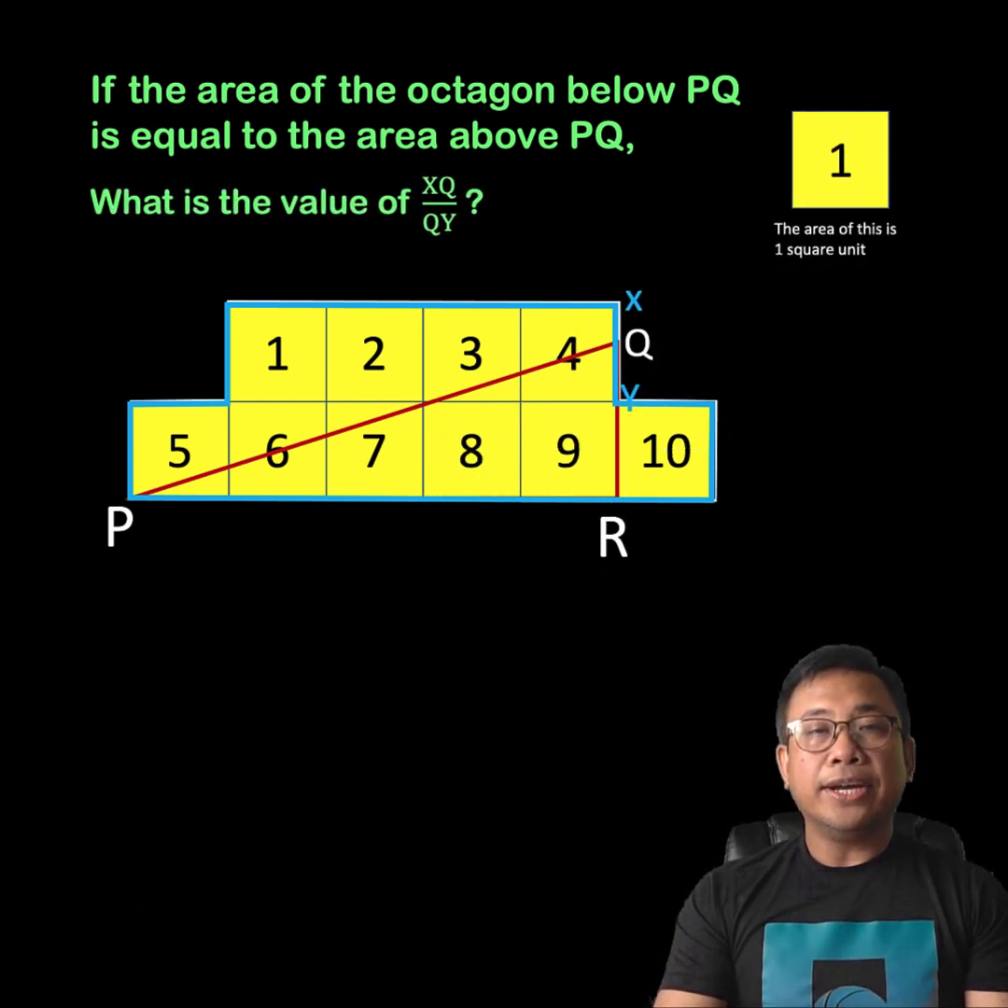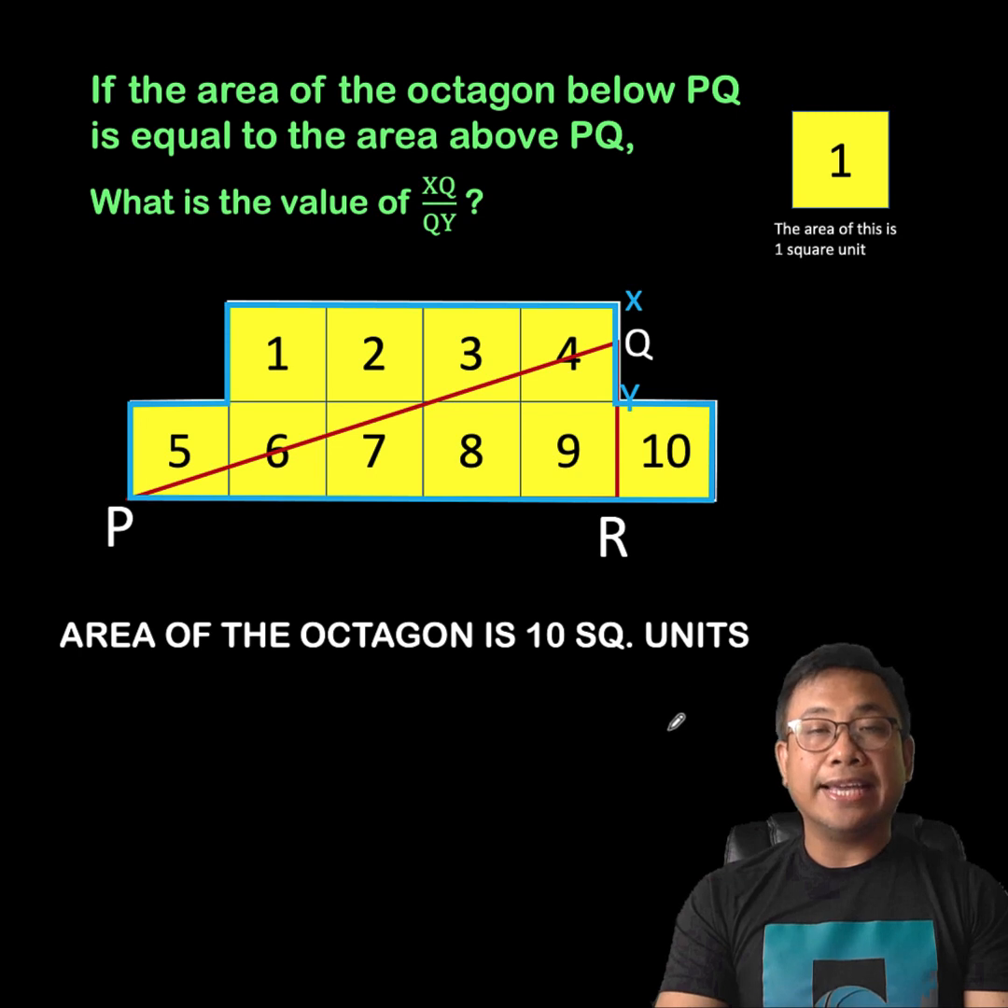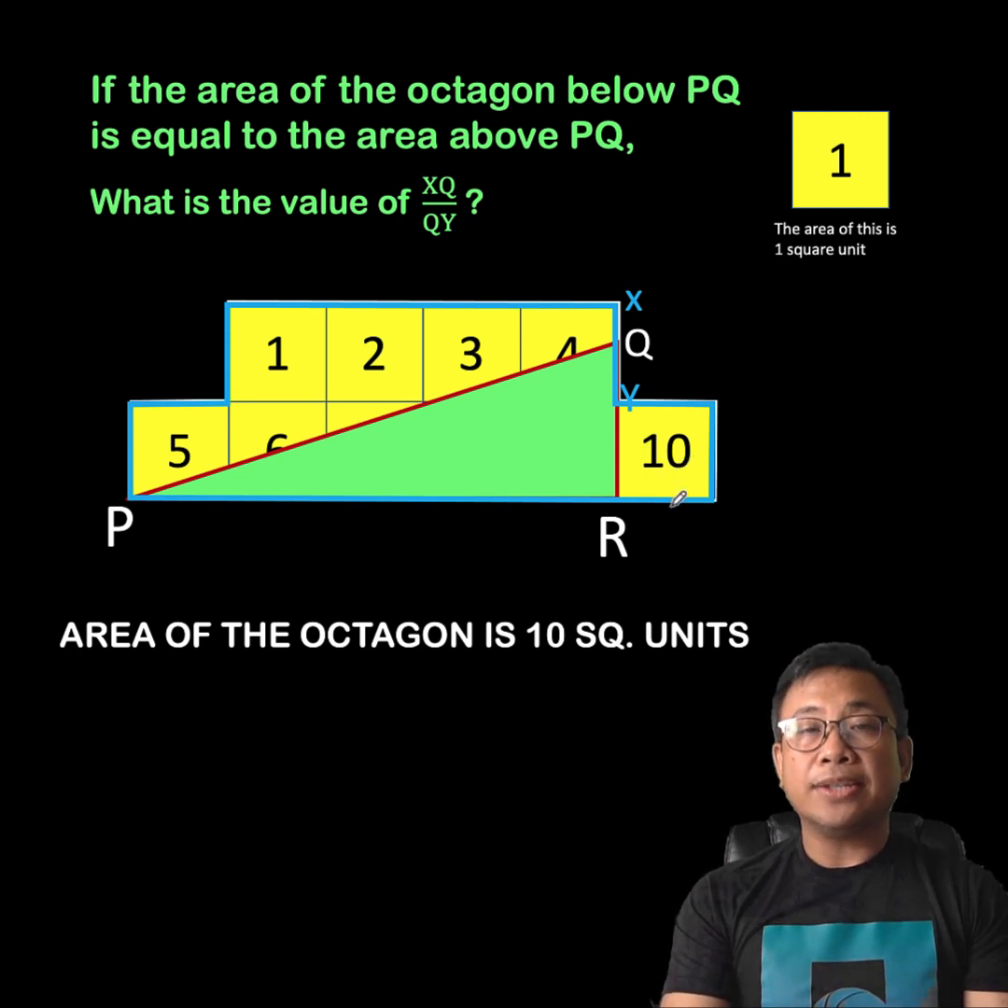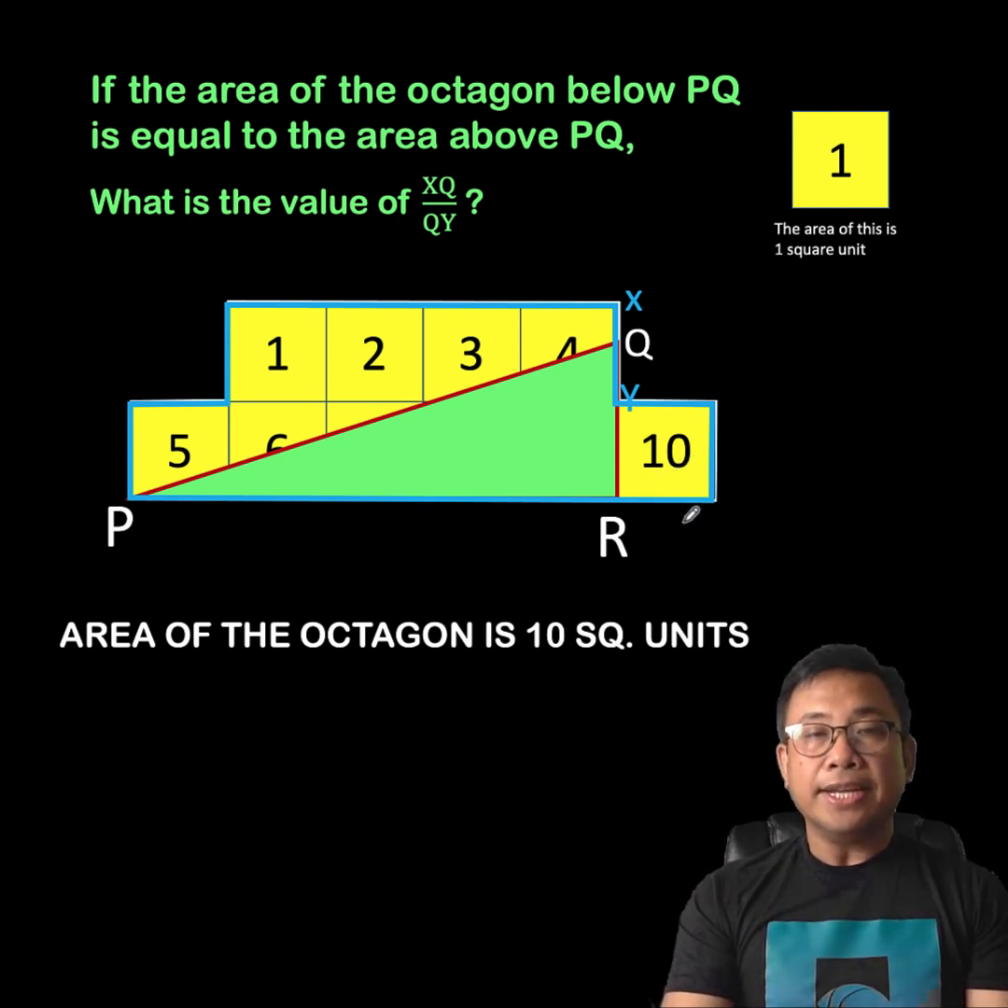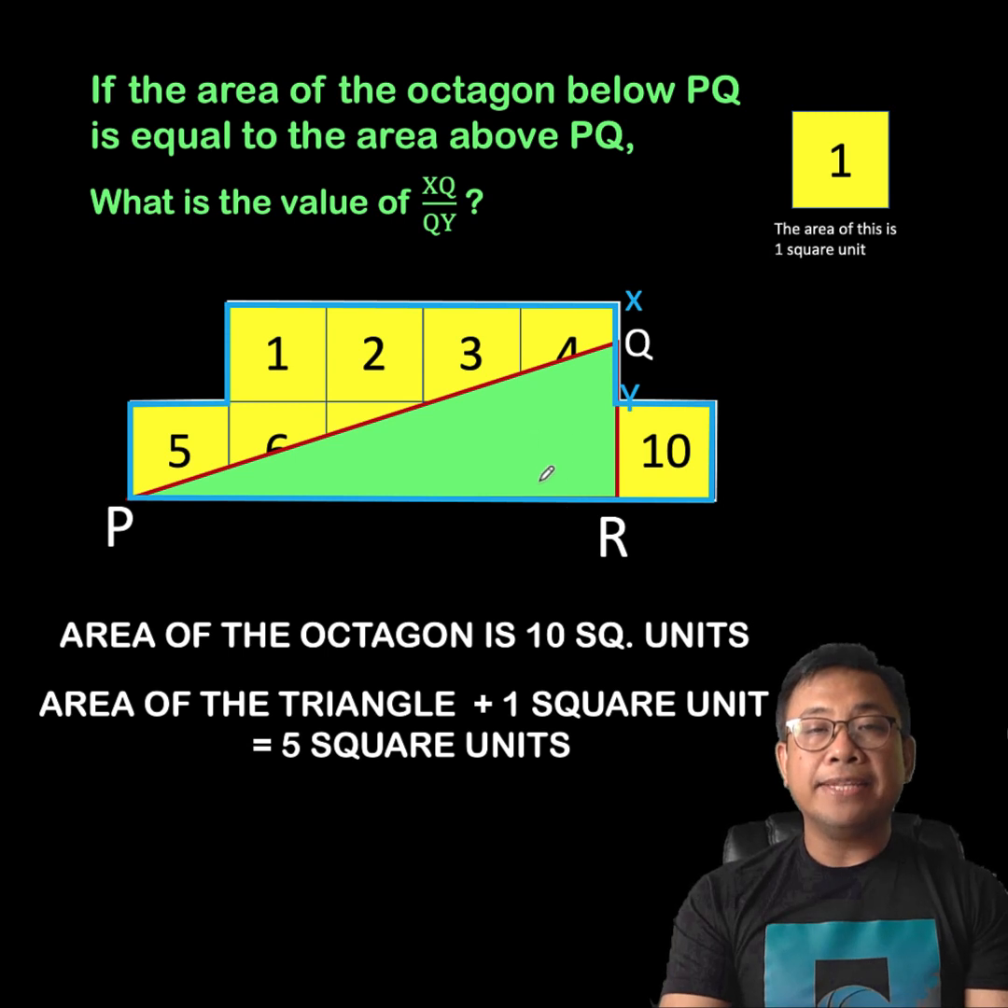Then we know that the area of the octagon is 10 square units because there are 10 yellow squares that completely cover our octagon. Now we have here this triangle, and let's color it green, that is completely below segment PQ, and there is also this small square that is also below segment PQ. Now from the figure we know that the area of this green triangle plus the area of this one small square is equal to 1/2 these 10 square units.